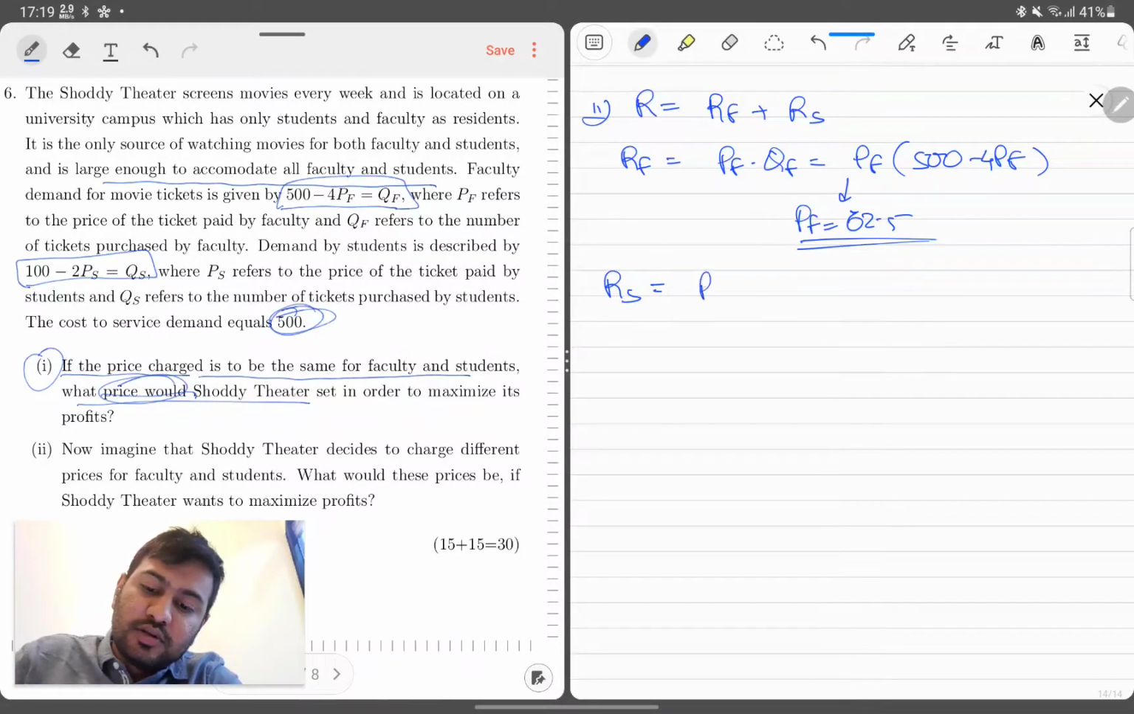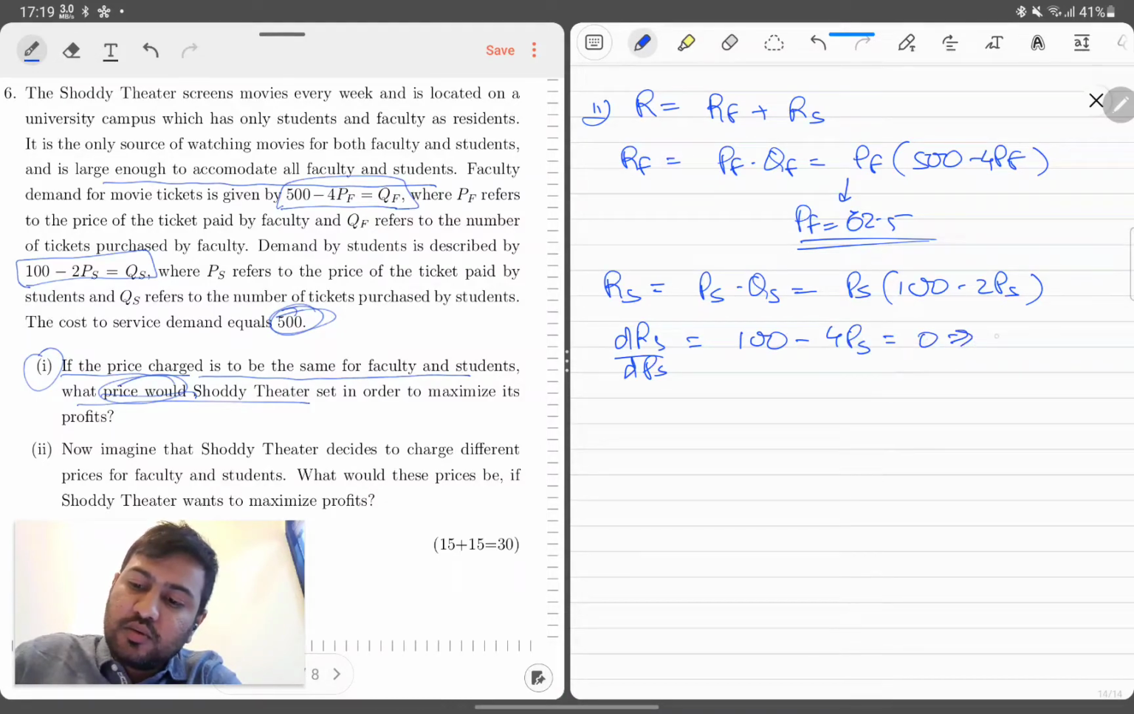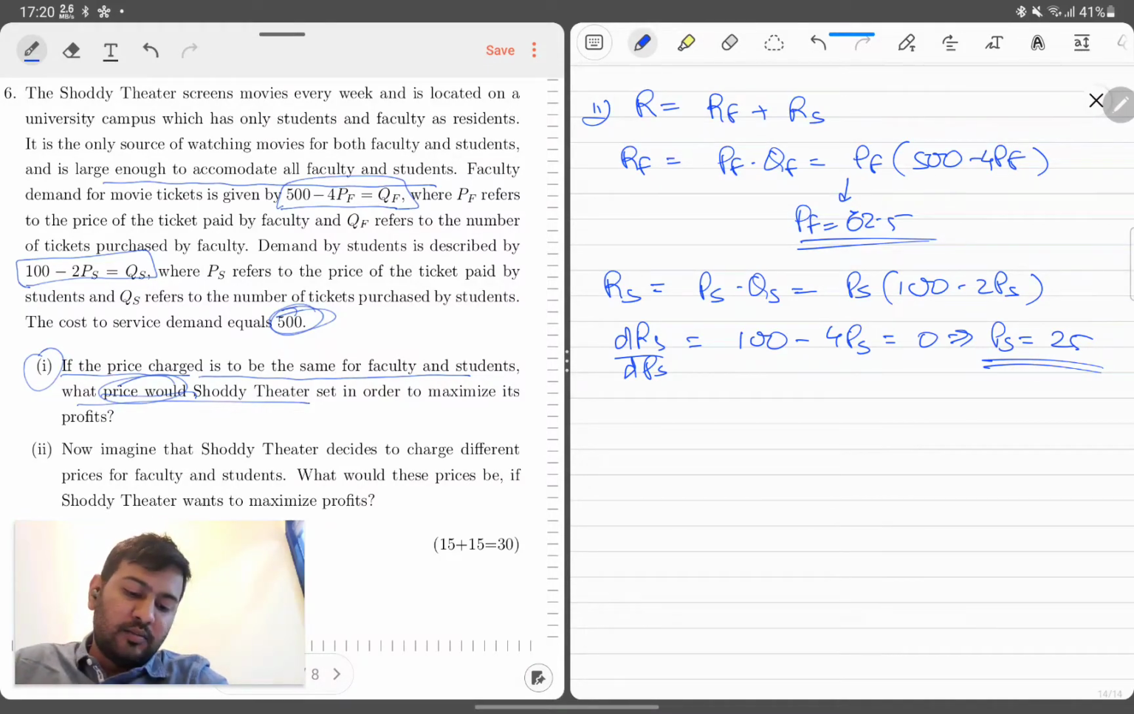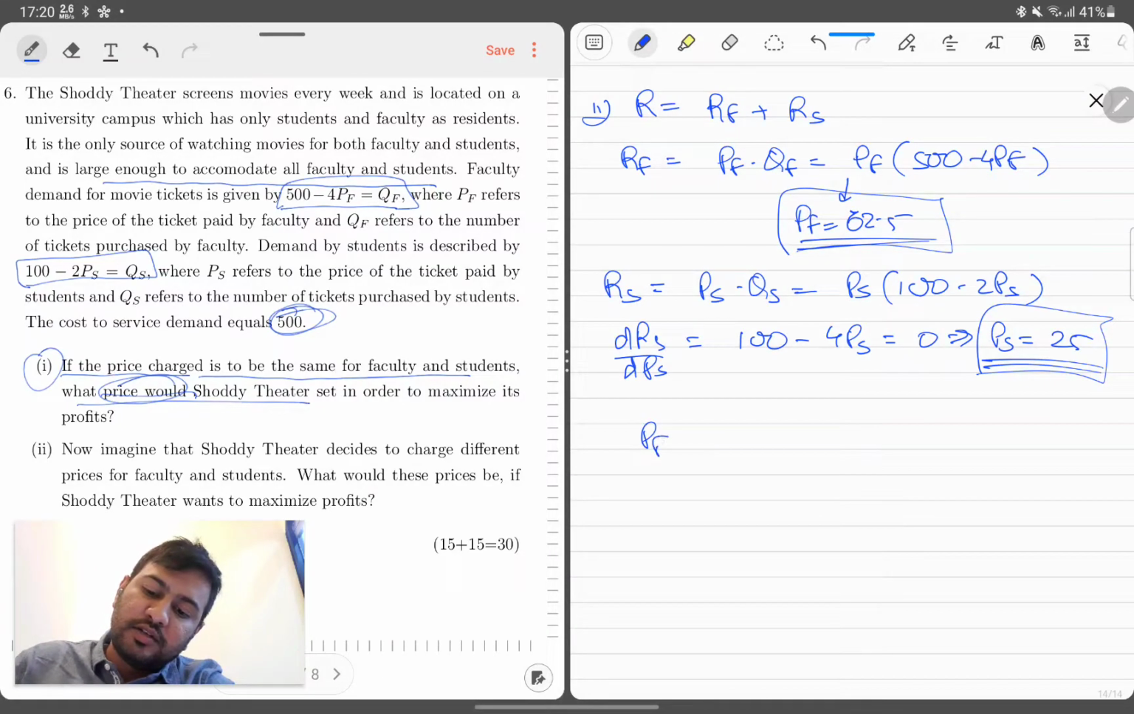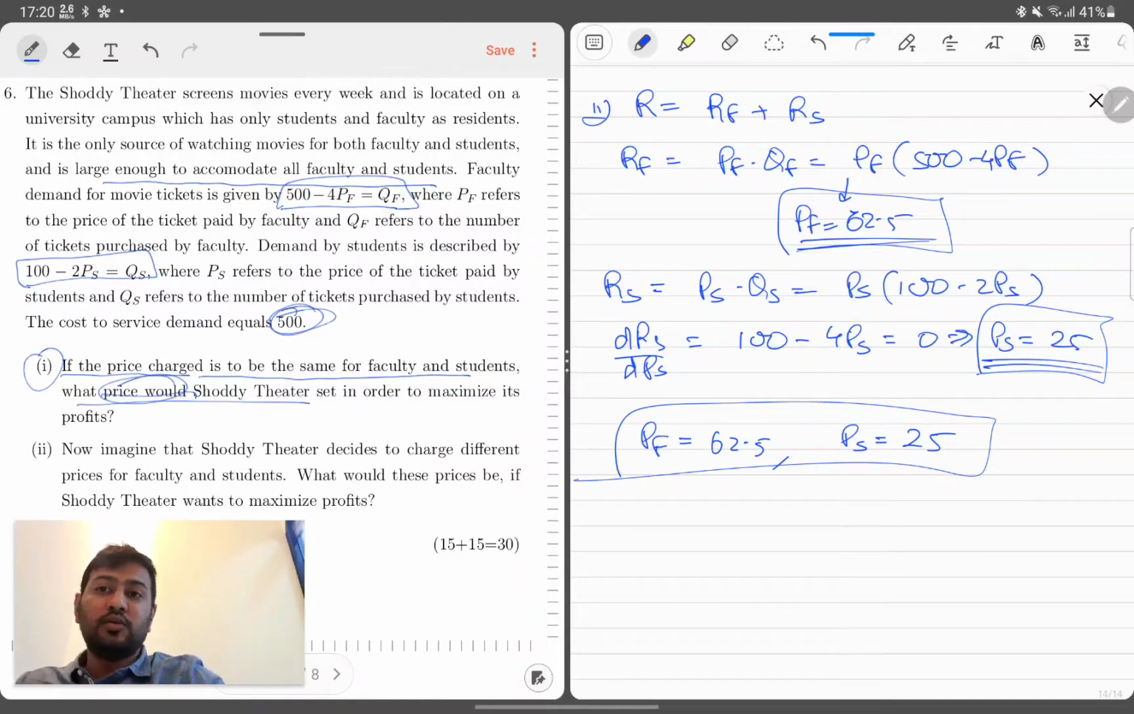Now what is revenue students? Revenue students is price students into quantity students. So that is price students into 100 minus twice price students. So d revenue student by dPS is going to be 100 minus 4 PS, which is equal to 0, implies price students must be 25. So this is going to be the price discrimination result, that price faculty must be equal to 62.5 and price student must be equal to 25. So at these levels, the total revenue of the theatre and thereby the total profits will get optimized.